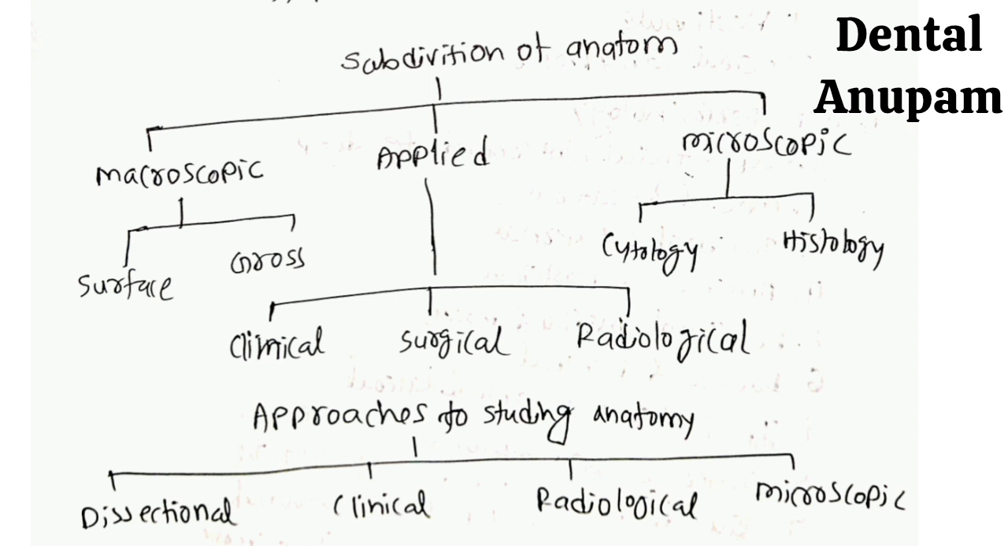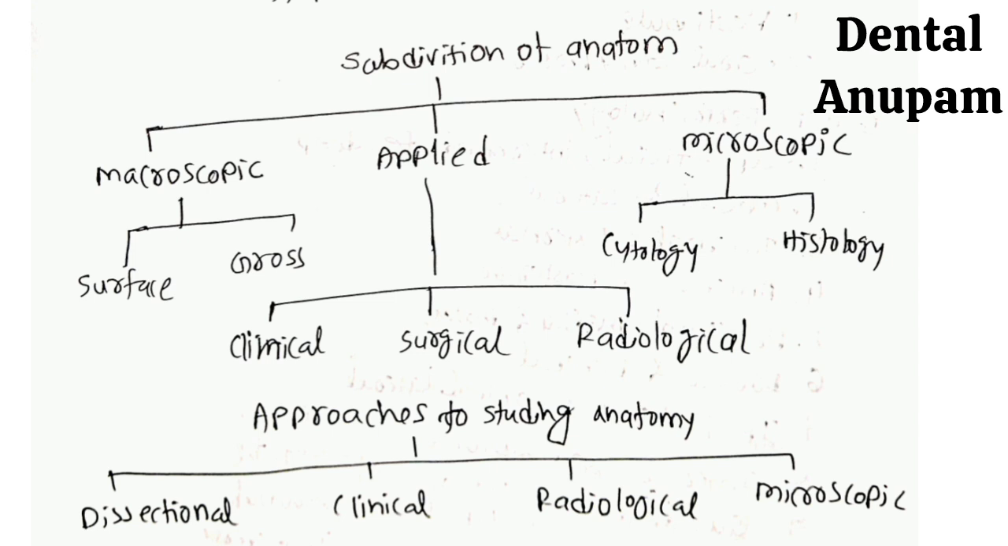One part is applied anatomy. Applied anatomy is the study of the form and the structures of different anatomical units as applied to diagnosis and treatments. It includes the following: clinical anatomy, surgical anatomy, and radiological anatomy.